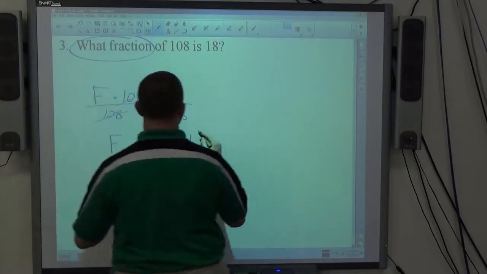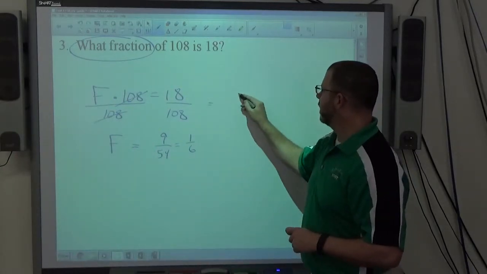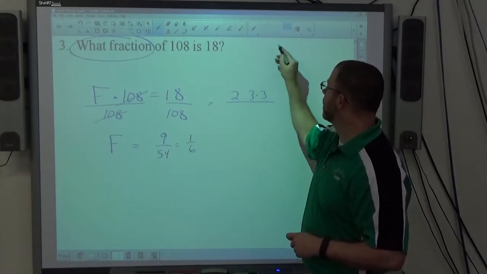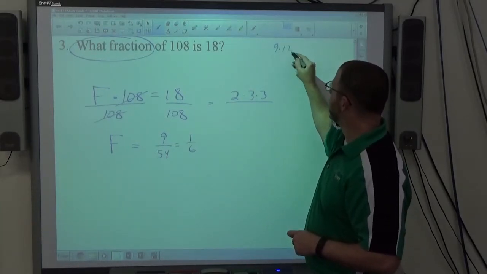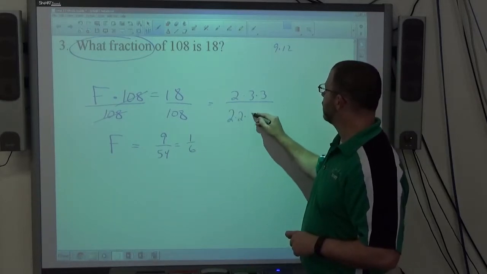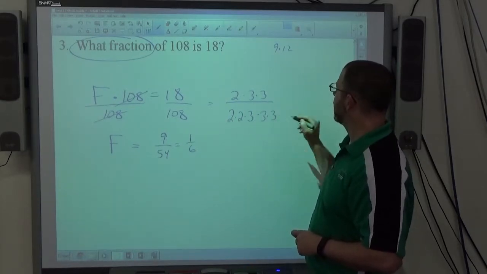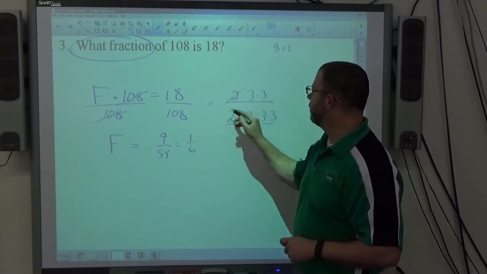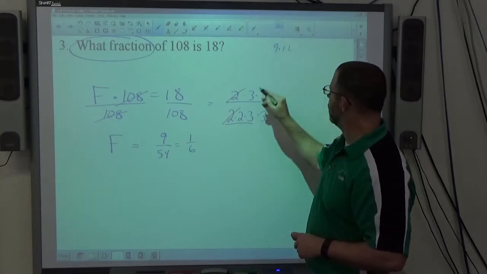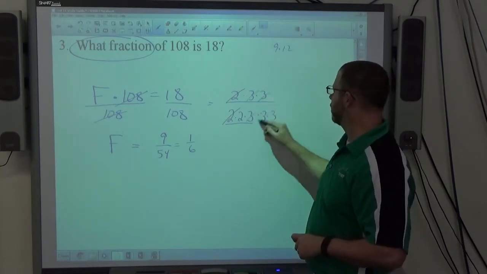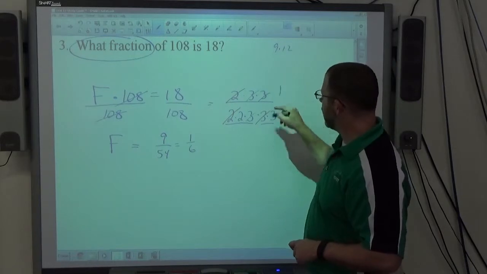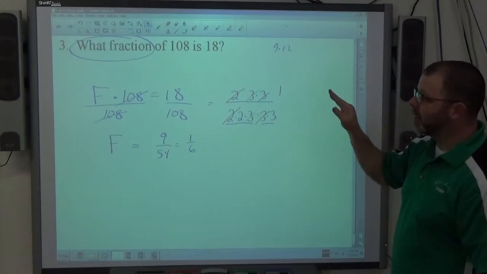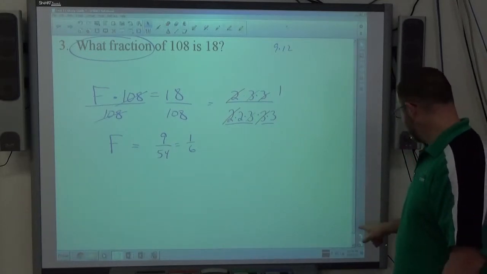If you're not sure how to reduce, you can always go to prime factorization. 18 is 2 times 3 times 3. 108 is, if we did 9 times 12 to begin with, 2 times 2 times 3, that's the 12, times 3 times 3, that's the 9. So if you get everything in prime factorization form, 2 cancels 2, 3 cancels 3, 3 cancels another 3. What we're left with on top is a 1, and on the bottom 2 and 3 makes 6. So always reduce to the lowest term when possible. Again, it does say what fraction, so I do expect to have a fraction answer on that one.